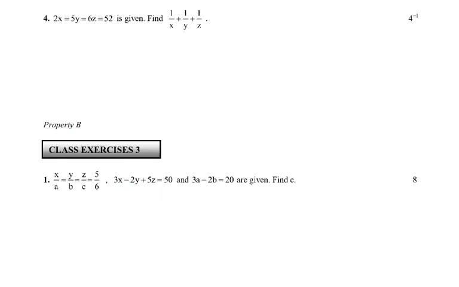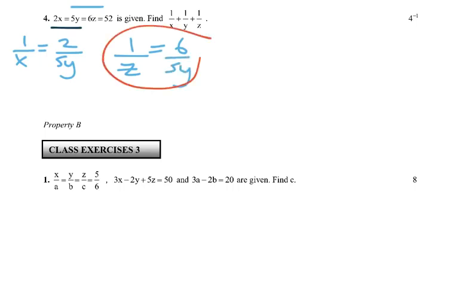Question 4, then one method would be to express each of the terms in the same variable. So express x in terms of y and z in terms of y. So for example, if 2x is equal to 5y, then 1 over x is equal to 2 over 5y. Similarly, if 5y equals 6z, then I can say that 1 over z is going to be equal to 6 over 5y.